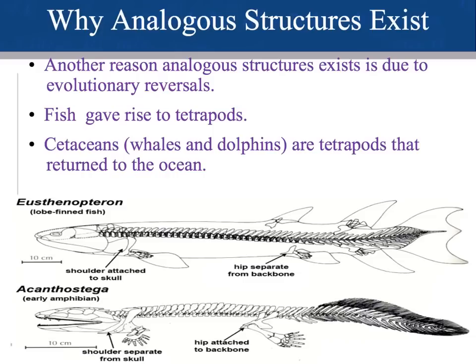Okay, another reason that analogous structures can exist is due to what we call evolutionary reversals, where organisms kind of go back, if you will. When we think of how life evolved, we know that fish existed long before animals that walked on land. Animals that walked on land are called tetrapods. An example of an evolutionary reversal would be cetaceans, which are things like whales and dolphins. Originally, whales and dolphins were tetrapods. They lived on land, they had 4 limbs, but they reversed.